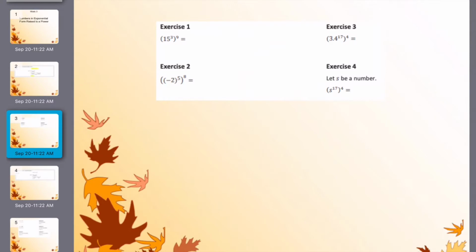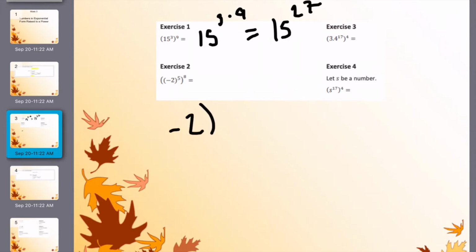So when I have, for exercise 1, 15 to the third to the ninth power, this is the same thing as 15 to the 3 times 9, which is 15 to the 27th power. Sorry, that 7 looks like a 2. And that's it for that. Pretty straightforward. So same thing for number 2. So I keep my same base, 5 times 8. I know that looks like a subtraction sign, but 5 times 8, and that's going to be -2 to the 40th power.